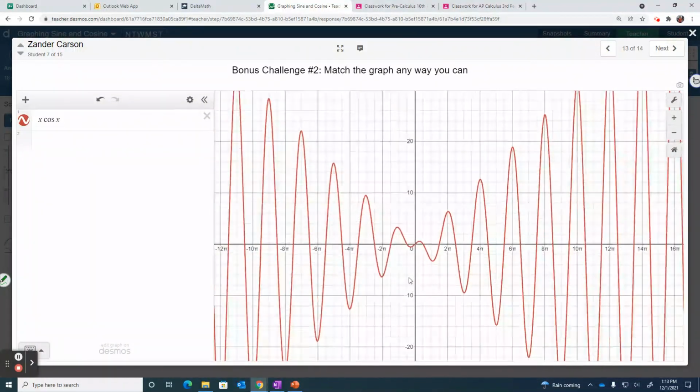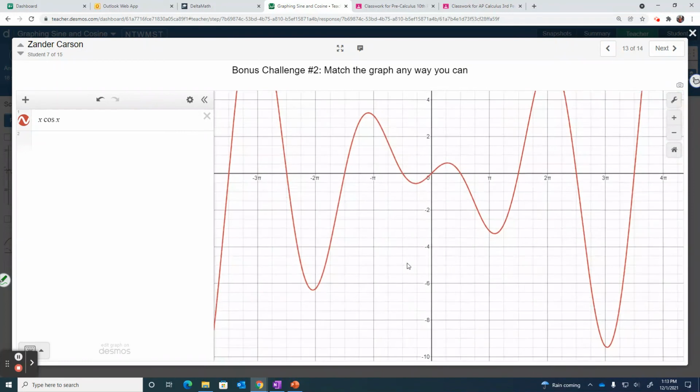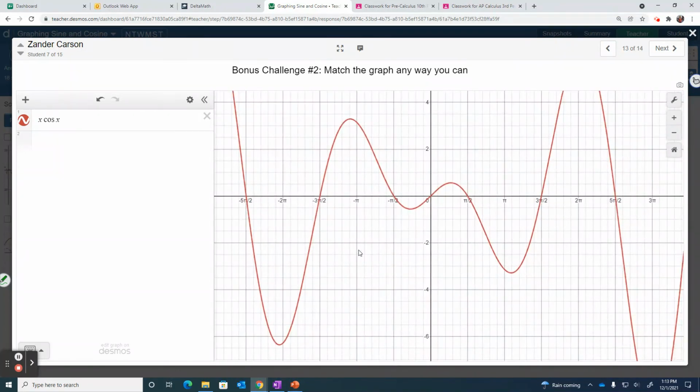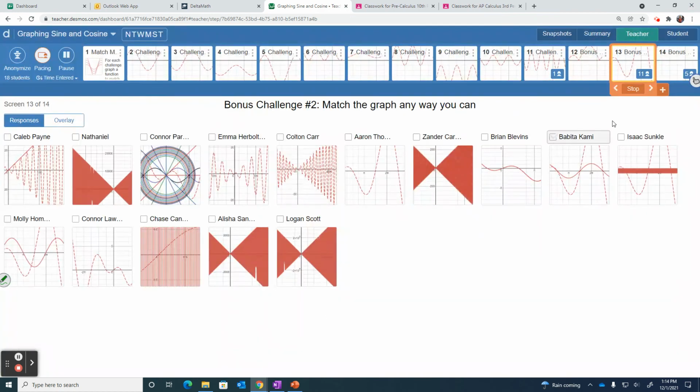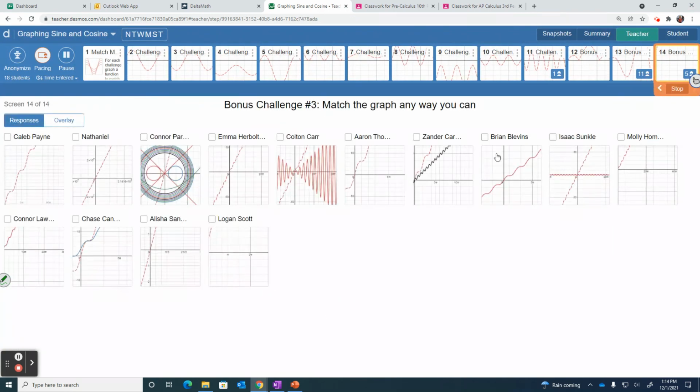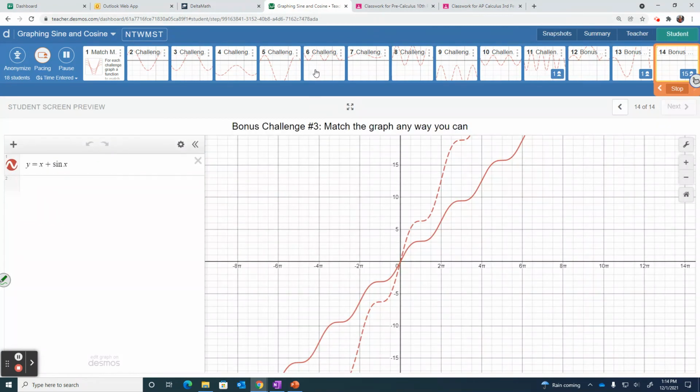Oh, so just x cosine x. Yeah, I'd say it's cosine. Okay. All right. Very good. All right, that's the end of that. Good job figuring those out. The other classes weren't able to figure them out.